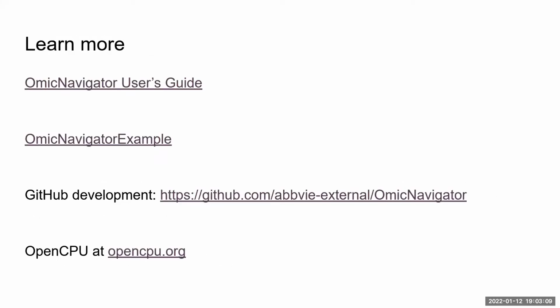So like I said, if you want to learn more, the README has the quick start guide. That's some of the code I went through. If you want to go more in depth, we have a user's guide that you can go through. It's a vignette. You can take a look at the example. And then also you can look more about OpenCPU in general at opencpu.org.